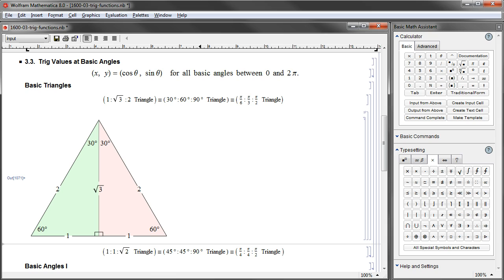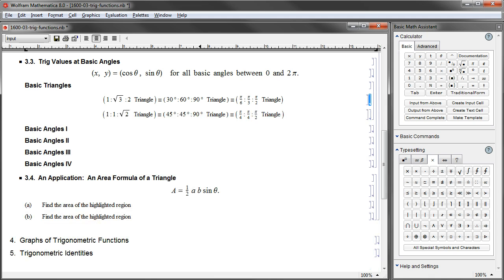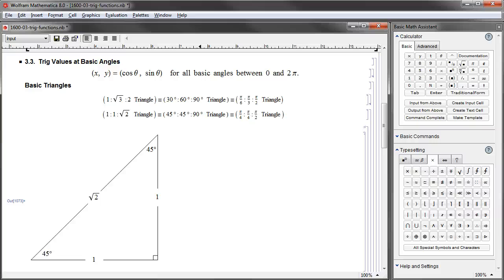We have green and red. And then we use the Pythagorean theorem to find out the height. That'll turn out to be square root of 3. We have already done that in the previous section, so I can refer to that. And that's something we're going to be using. The other triangle is going to be the 1, square root of 2 triangle. So that is an isosceles right triangle. Again, we get square root of 2 from the Pythagorean theorem.